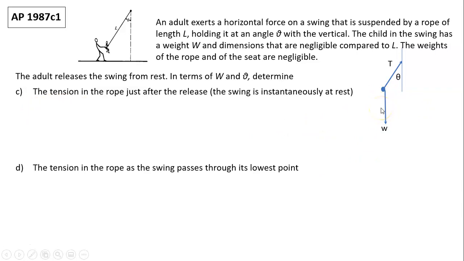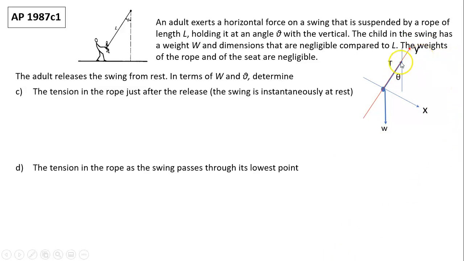Even though the swing is at rest, the swing is not in equilibrium. As a matter of fact, it is accelerating in the tangential direction at that moment. So we use this tangential direction. Tangential means it's perpendicular to T. That direction going down is your positive X. The one perpendicular to that X is the Y direction.